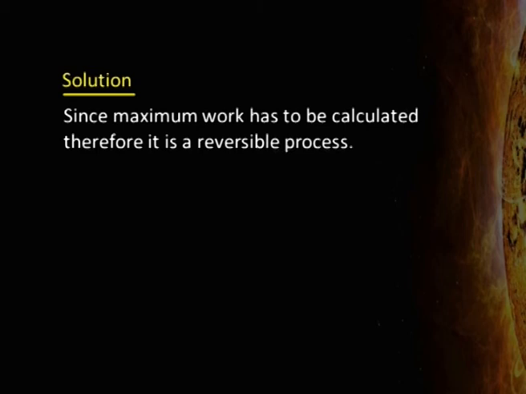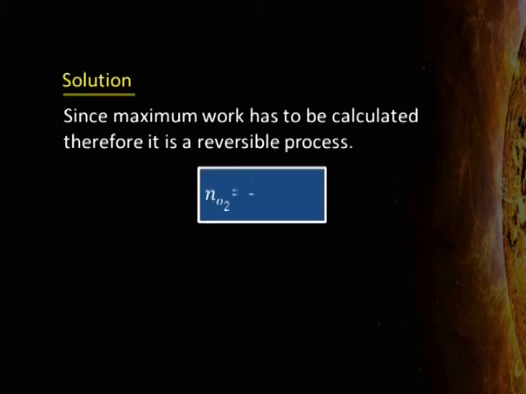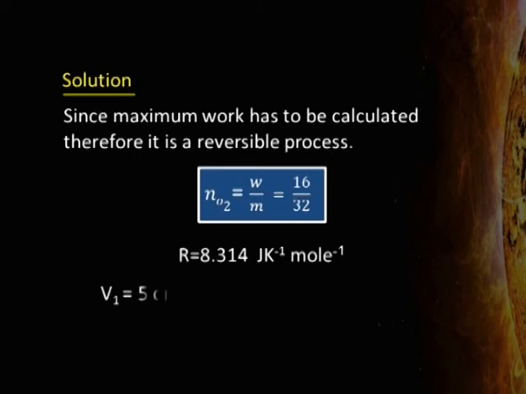Number of moles of oxygen will be equal to weight of oxygen upon molecular mass of oxygen, that is 16 upon 32. Value of R is equal to 8.314 joules per Kelvin per mole. V1 is 5 decimeter cube, V2 is 25 decimeter cube. Temperature is 300 Kelvin. In isothermal reversible expansion, W is equal to minus 2.303 nRT log of V2 upon V1 of base 10.